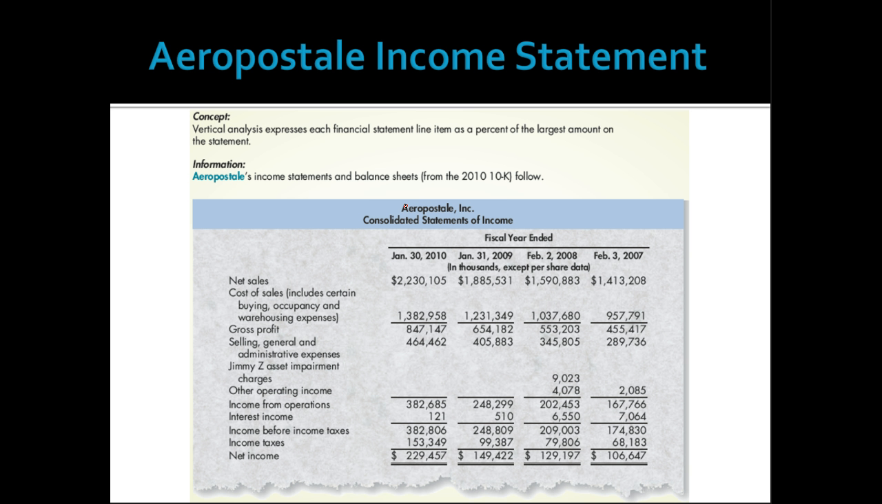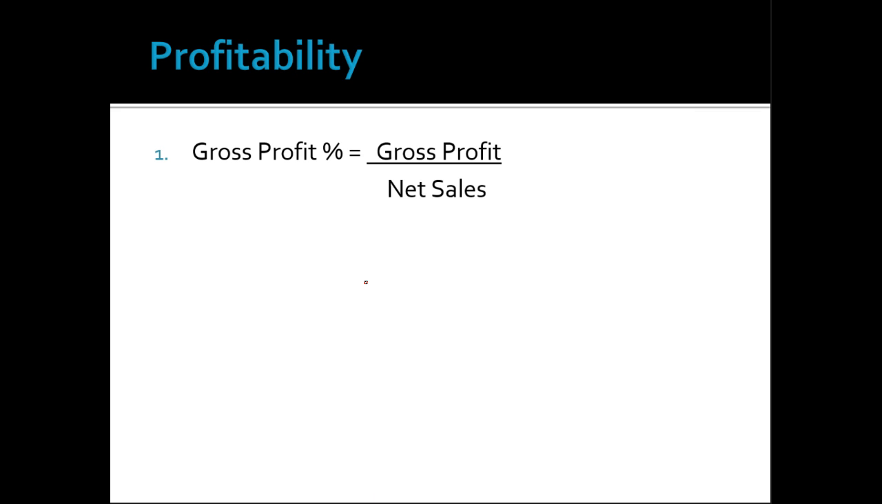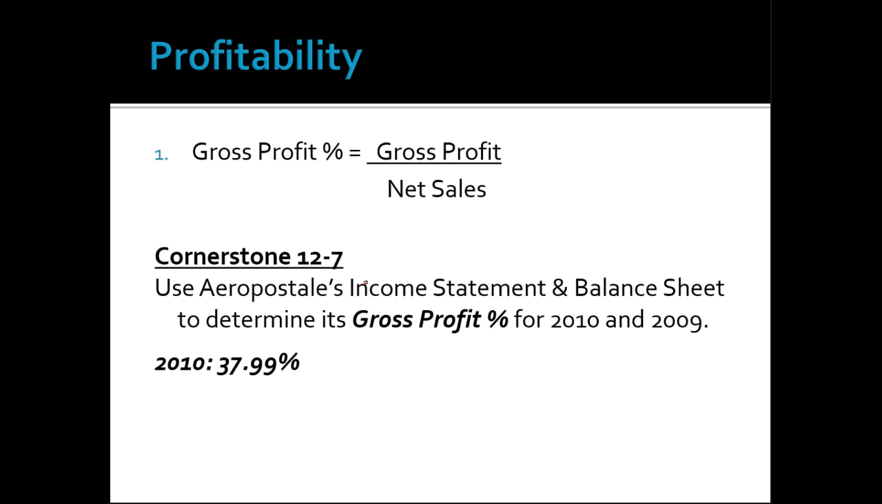I'm going to go over to the income statement, and we're just going to look at 2010. And I'm going to say gross profit was $847 million divided by net sales of $2.2 billion. Well, if I plugged that into my calculator, I would discover that Aeropostale in 2010 had a gross profit margin of 37.99%. Now, what is that actually saying? Well, in English, what that says is for every dollar that it made in sales or in revenues, it still had 37, almost 38 cents left in gross profit after it dealt with cost of goods sold.